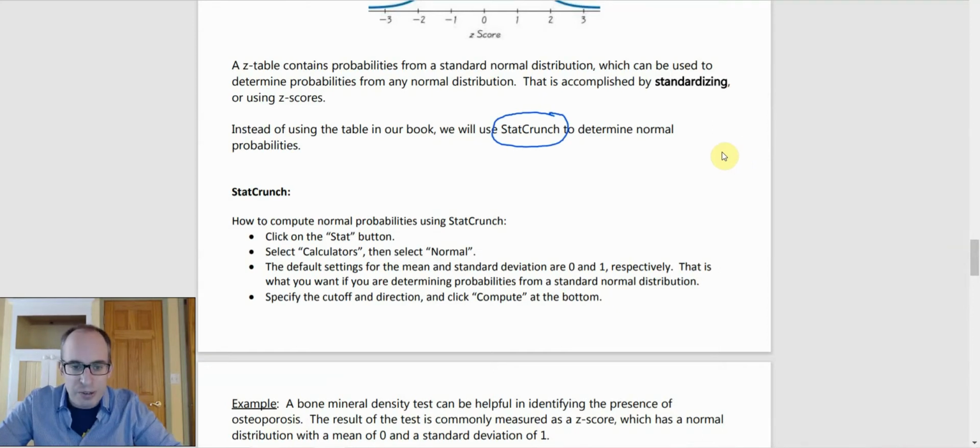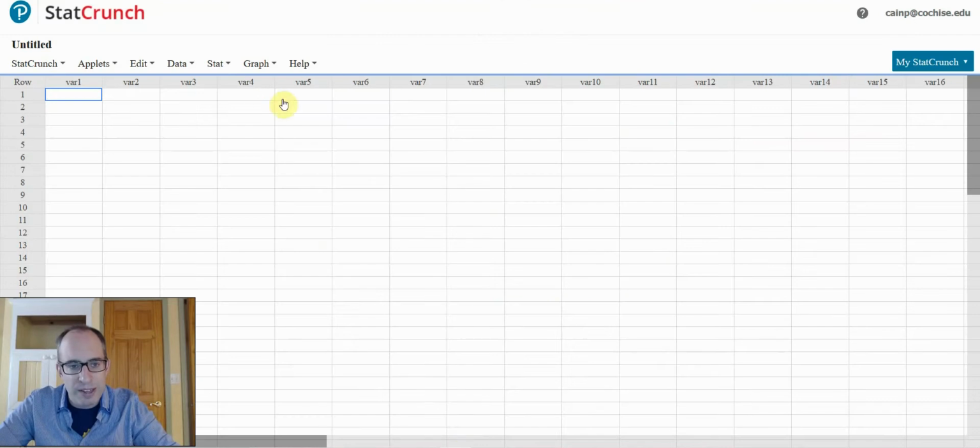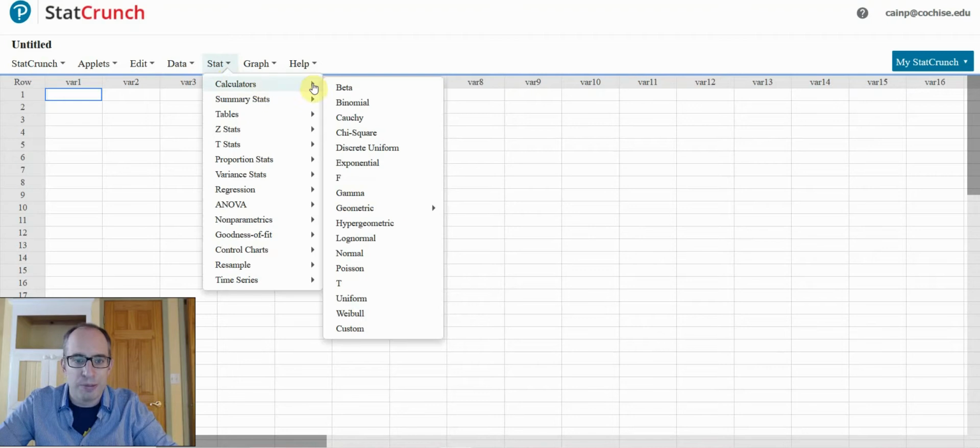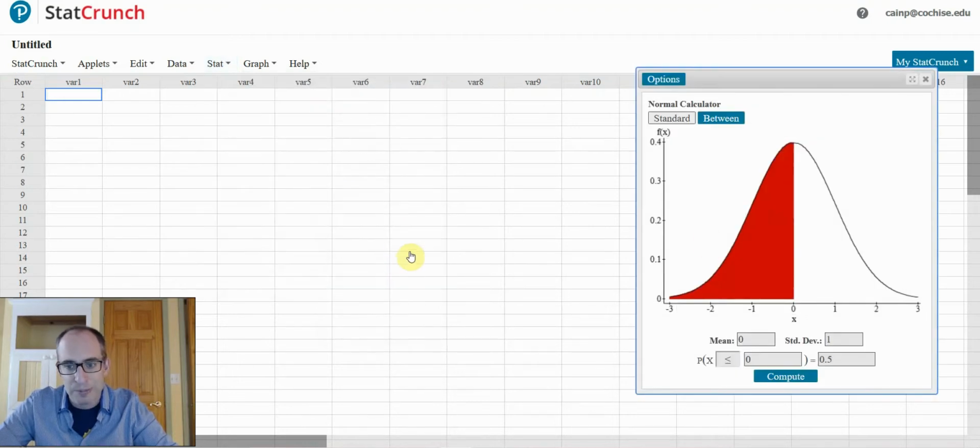So how do you do this in StatCrunch? You go to the same place that you would go for the binomial, except that you go to normal instead of binomial. If you go to Stat and then Calculators, this is where all the probability distributions are. For binomial we went here, but now we're going to go where it says Normal. Then you get one over here with the picture, and you can toggle the probabilities and everything. Notice that the default setting is mean of 0, standard deviation of 1, so the default is a standard normal. If you want some other normal distribution, you just have to adjust these, which isn't that big of a deal, but you would have to do it.